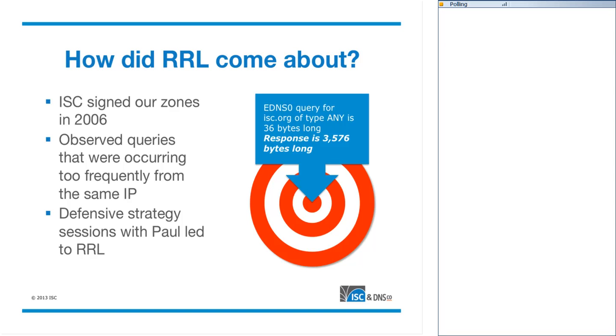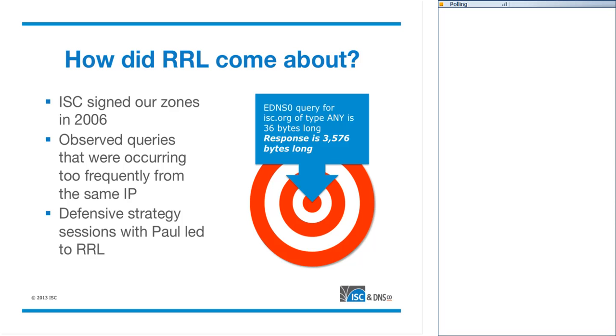So after doing some further analysis of the traffic that we were seeing, we noticed a pattern: the vast majority of these queries were coming from a handful of IP addresses. And it wasn't a case of an IP address asking once or twice or three times. It was a case of tens or hundreds of times asking the same question over and over, like in this particular case, isc.org/any.